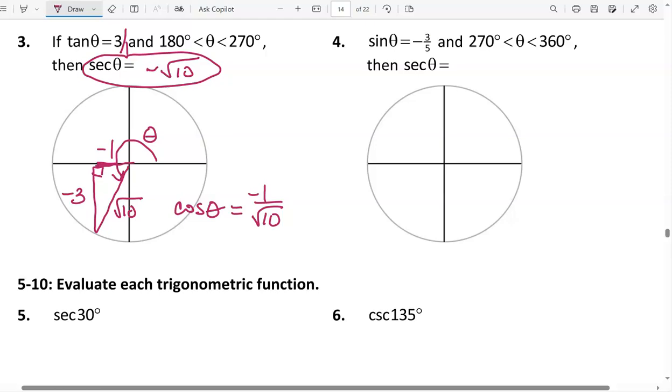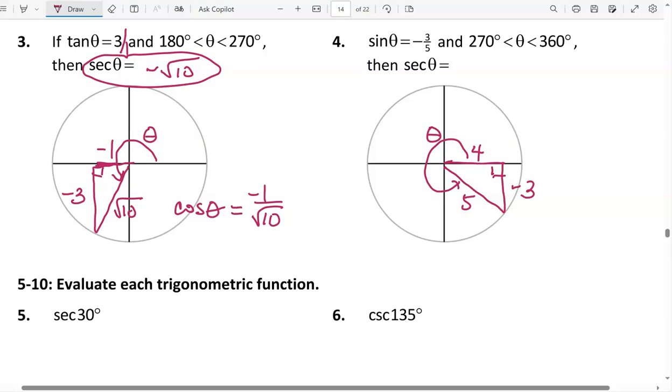Last one in this section, sine of theta is -3/5, and theta is an angle between 270 and 360. So we're going to draw an angle between 270 and 360, and its associated reference triangle. Sine is opposite over hypotenuse. That's going to give us an adjacent side of 4, Pythagorean triple.